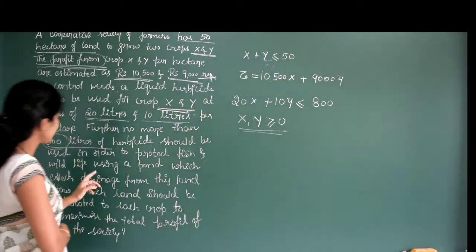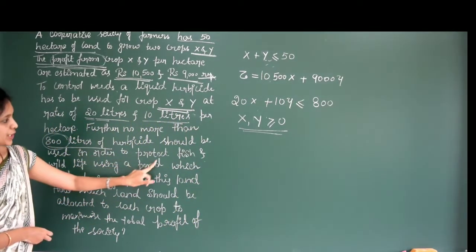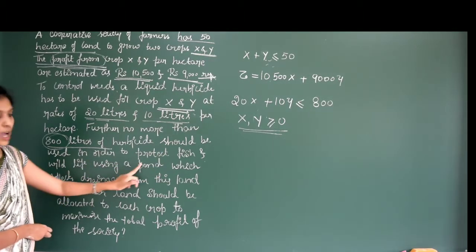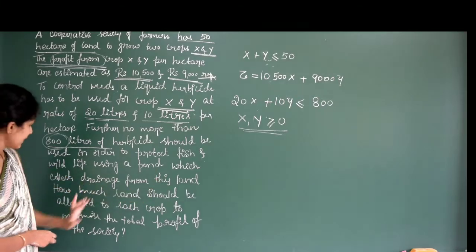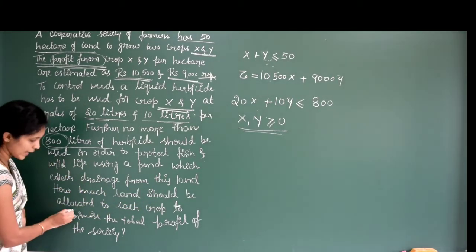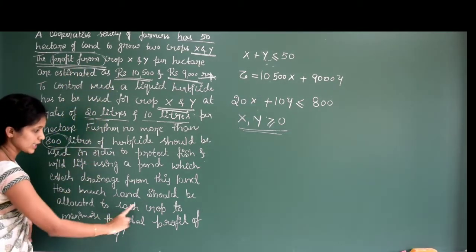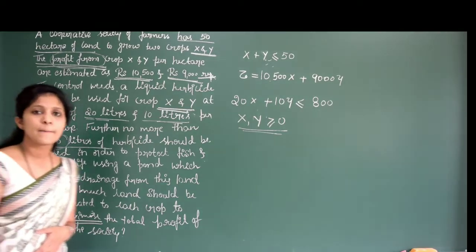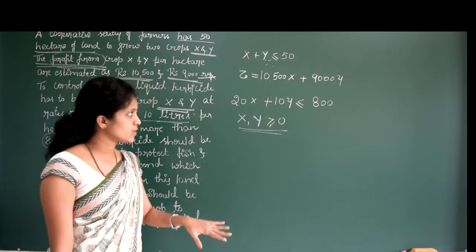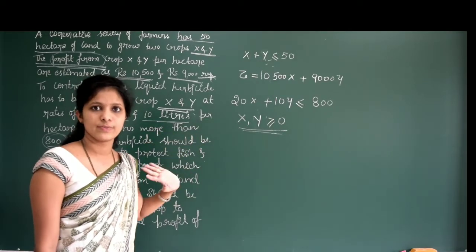Now what you have to find? Find should be used in order to protect fish and wildlife using a pond which collects drainage from this land. How much land should be allocated? You have to find the value of X and Y for each crop to maximize the profit. So you have to find the maximum value. I hope you understood this one. Now nothing is there, just the simplification. I think you can do this one.